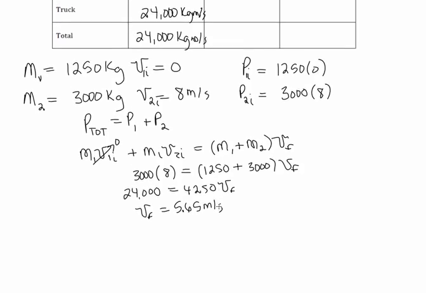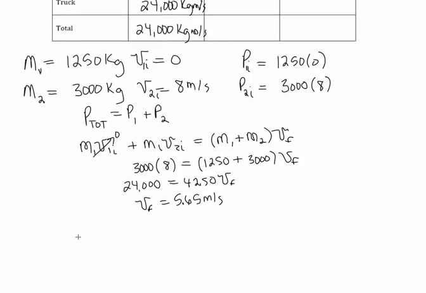So let's come down here, and I want to find the final momentum of the car. So the final momentum of the car is going to be the mass of the car, which we said was 1,250, times the final velocity we just found, 5.65, equals, and that's going to give me about 7,060. And that will be kilogram meters per second.